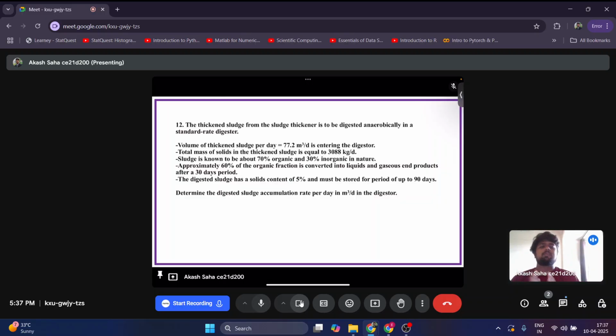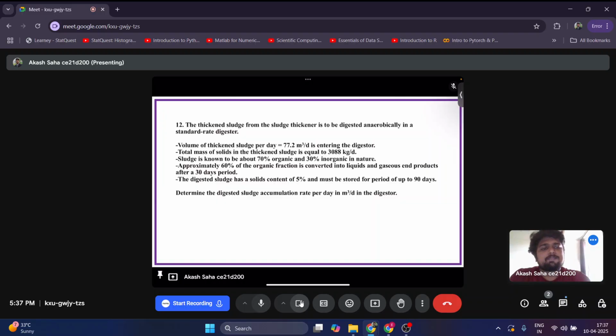So it is talking about what is coming into the digester, how it is changing, and what the accumulation rate will be at the end of the period. Always remember that in a digester we assume that only the organic fraction is getting converted into gas and other end products.